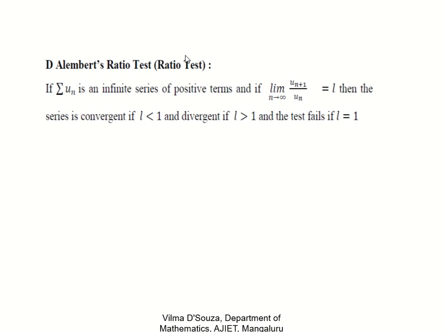So you can observe here, in Cauchy's root test you had to find the limit n tending to infinity of un to the power 1 by n, but here you are finding the limit of the ratio of two terms, un plus 1 by un, and the method of testing for convergence and divergence is the same. If this L is less than 1, convergent; L greater than 1, the series is divergent; and L equal to 1, the test fails. But you are finding the limit of un plus 1 by un. So we shall take a few problems.